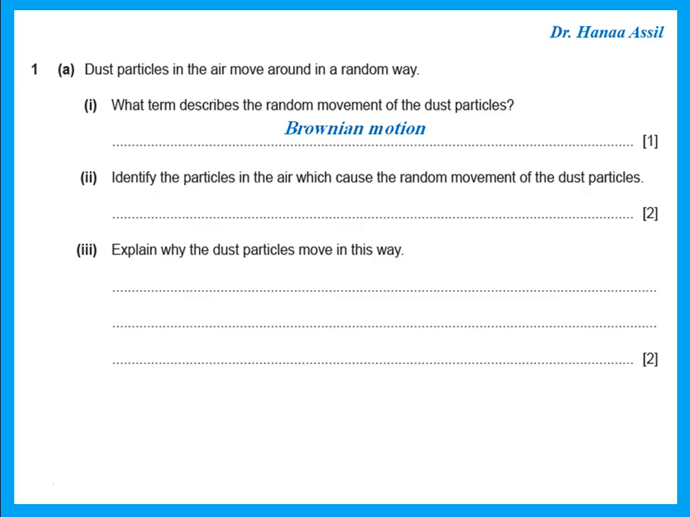Identify the particles in the air which cause the random movement of the dust particles. What is moving in the air? Which particles are moving in the air? You should realize that the air has nitrogen molecules and oxygen molecules. So these are the molecules that would be moving around.